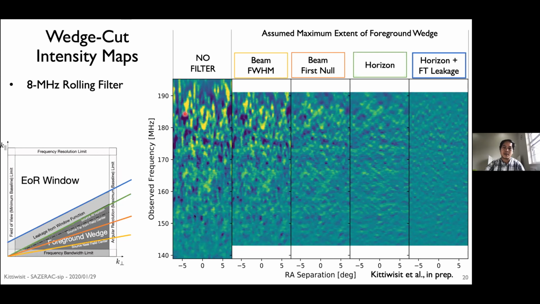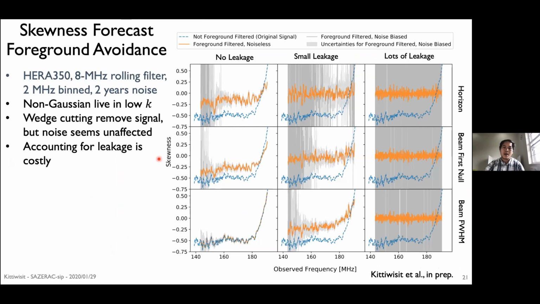The left panel has no filter, and on the right four is where some filtering is happening. The horizon is where the full foreground wedge is. The right ones are where we take into account the extra leakage that could happen. And here's the statistic. I'm just going to show skewness and kurtosis. There's a lot of information here, but just looking at the top row, that would be the most realistic case that we could do.